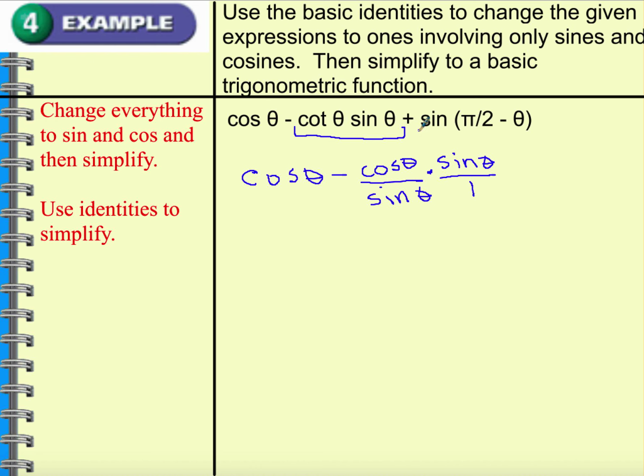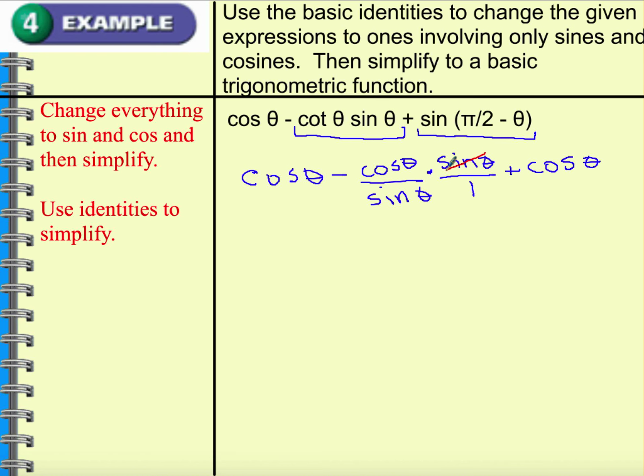And lastly, oh, you see what they've done here? A cofunction identity. Remember, you see that pi over 2? You're thinking cofunction. So the sine of pi over 2 minus theta is the same as cosine. So I'm going to put plus, because we have an addition sign here, plus cosine. Fantastic. So let's simplify this up.